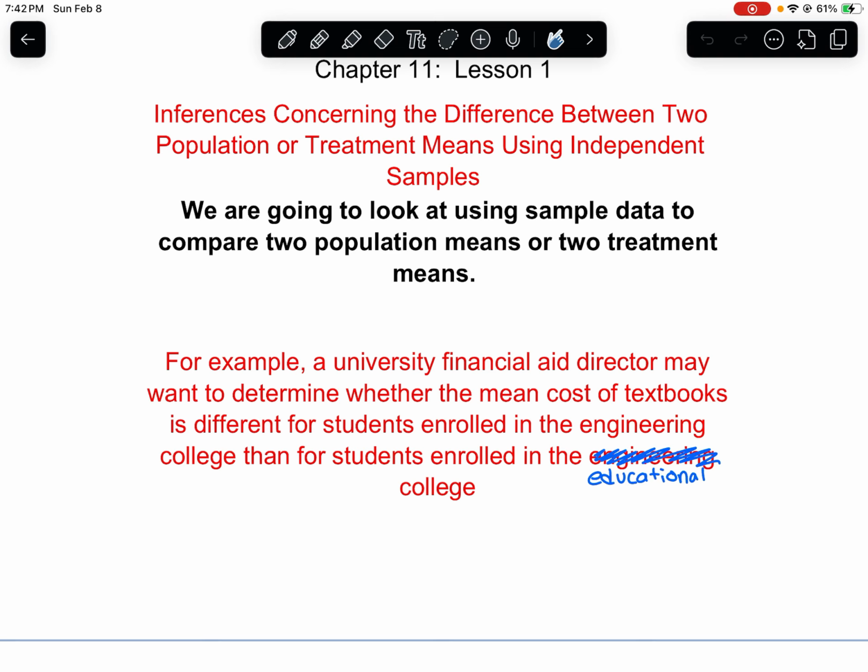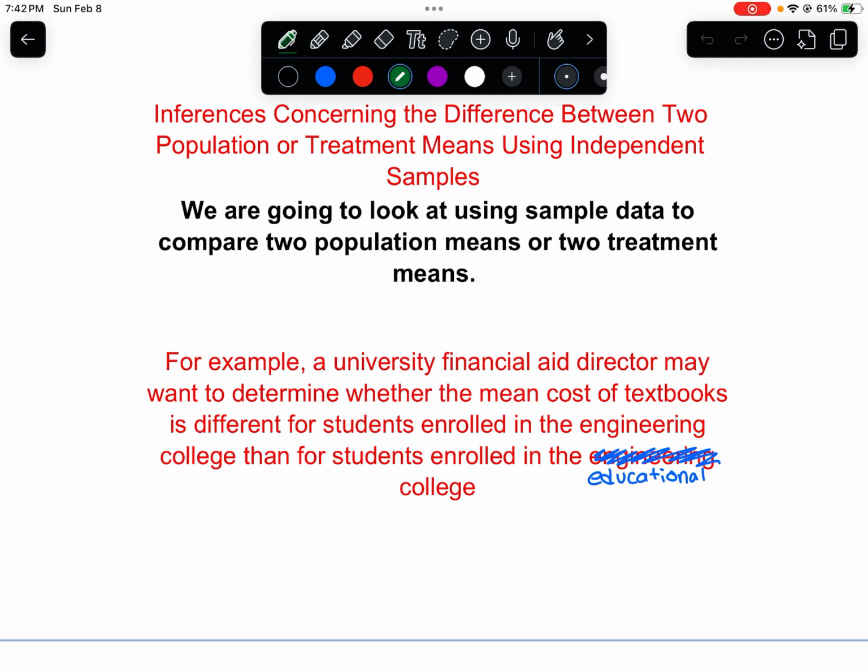You will hopefully notice some things that are similar to the hypothesis testing that we did in chapter 10. We're still going to try to determine whether we reject a null hypothesis or not. We're still going to try to get z-scores, t-scores, things like that. It's just now we're going to be working within the realm of 2 populations or treatments. So we've got 2 groups of data that might have different means, different standard deviations, and different sample sizes. And so we have to work with those things. So our formulas are going to be a bit more intense, for lack of a better term.